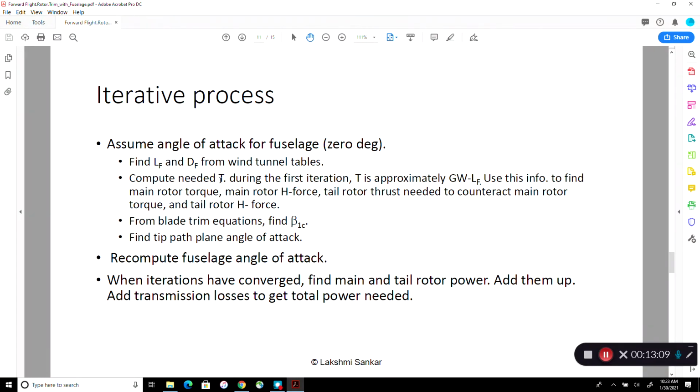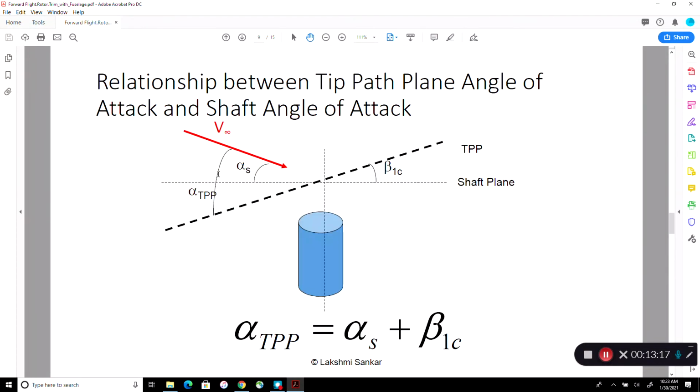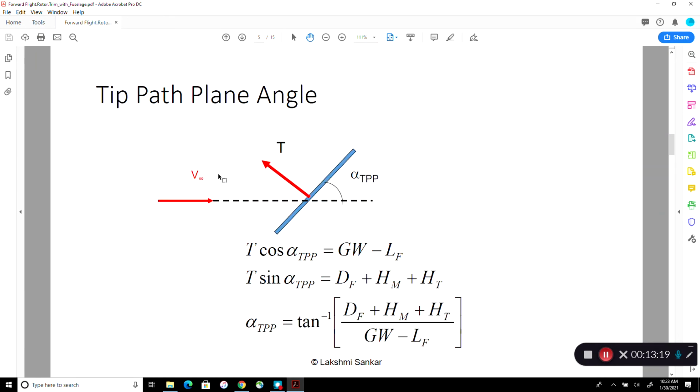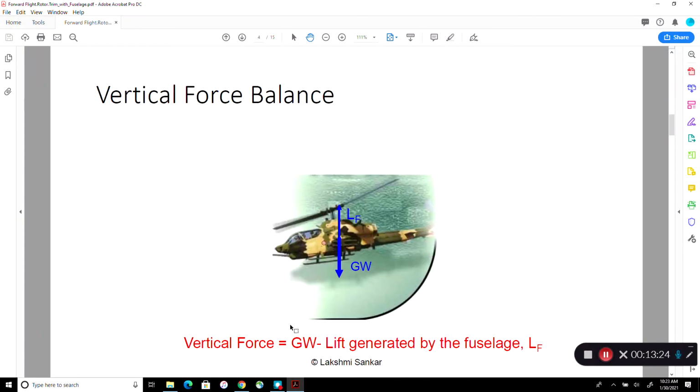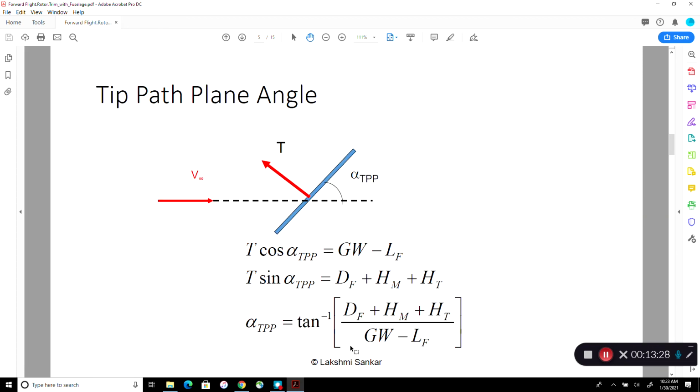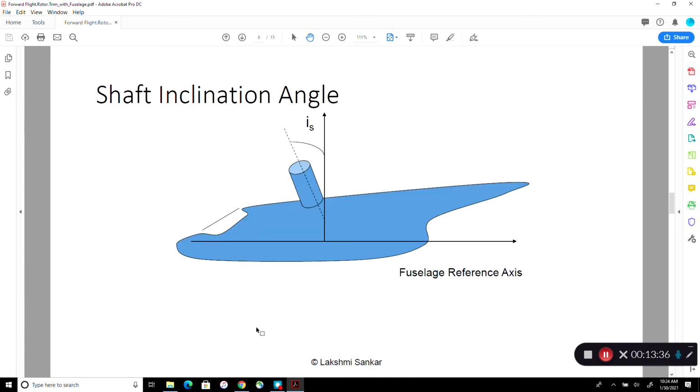Once you find the thrust, you know the CT, and you also have an estimate of the alpha tip path plane. Remember, you have a first order estimate of the drag, which is just the fuselage drag. You have the estimate of the lift. So you know the alpha tip path plane. Fuselage drag, you have this expression here. This is not known. So you have a first order estimate of alpha tip path plane.